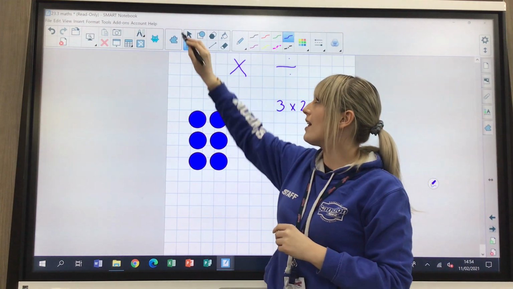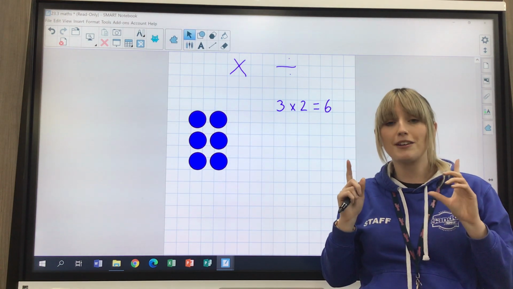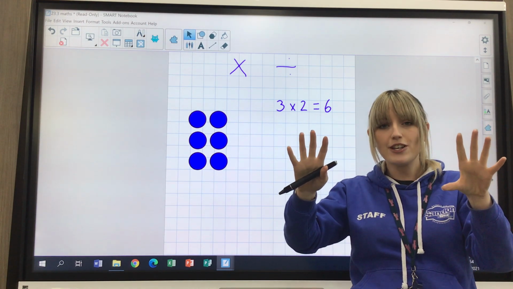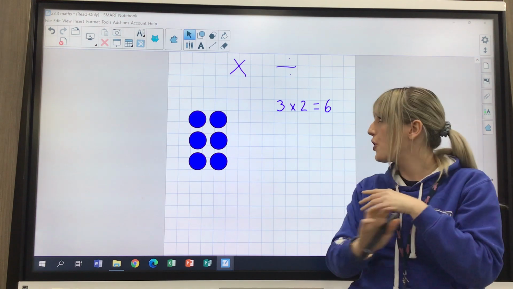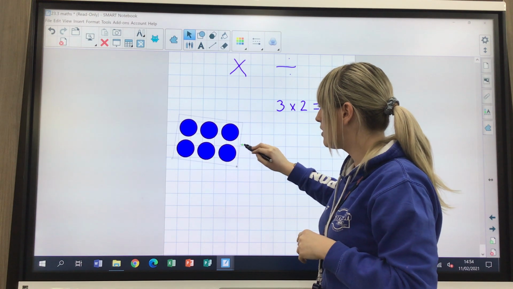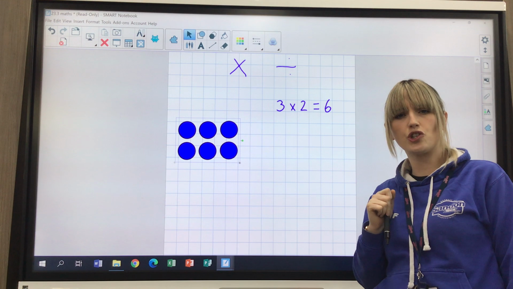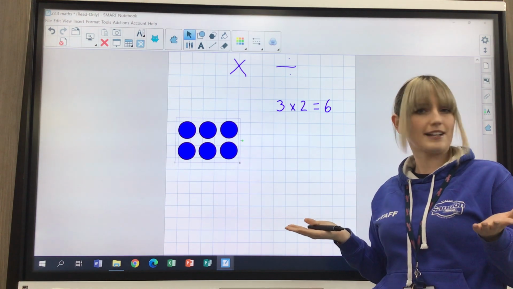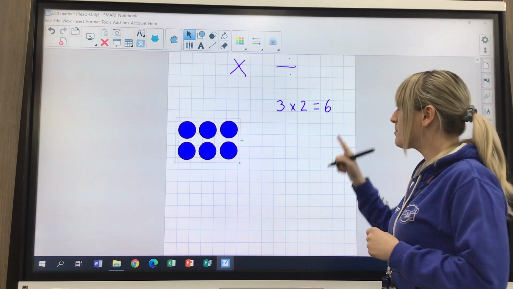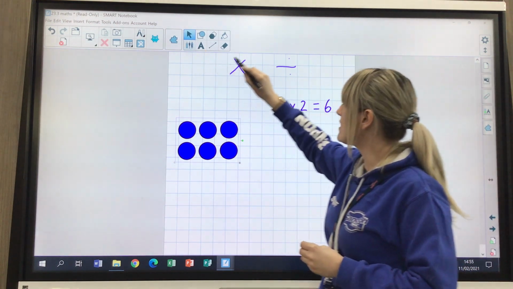Now remember, think back to yesterday, multiplication is commutative. Well done if you said it. Okay, so if it's commutative, you can switch it around. So if I switch my array around, does the amount of counters change? Have I got any more or any less? Well done if you're shaking your head with me. No, it's the exact same. So I know then that when I switch it around, my answer is going to be the same.